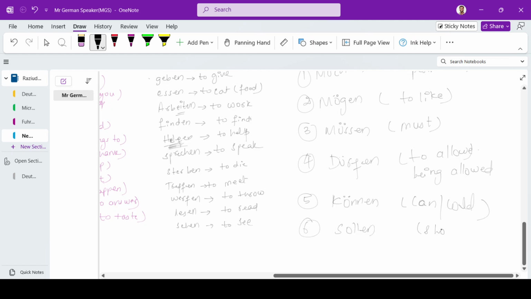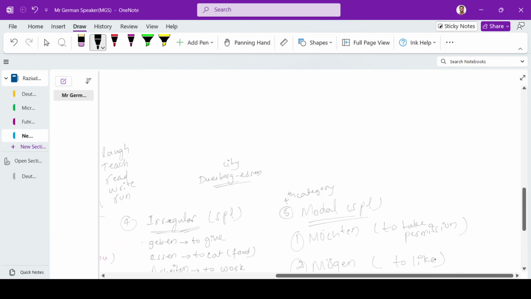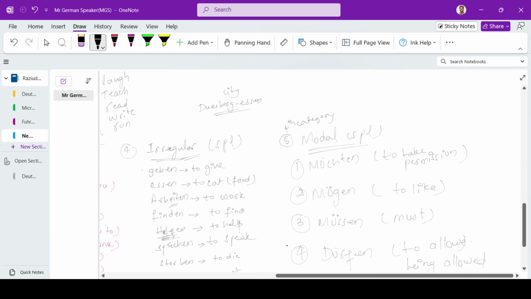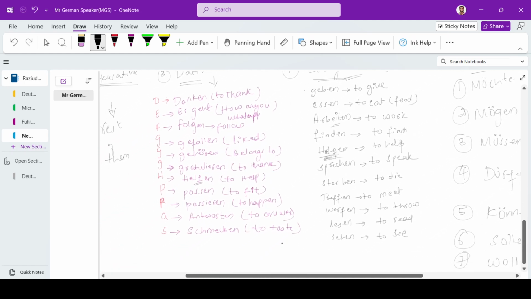Sollen is like should. I should eat my lunch, or I should eat my breakfast, for example. And the last one is wollen. Wollen is like want to. It's more desperate. I want to pass this exam. You know. So these are all what we call the special verbs, also called modal verbs.